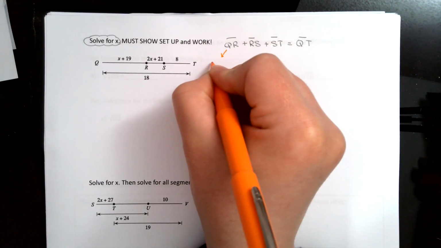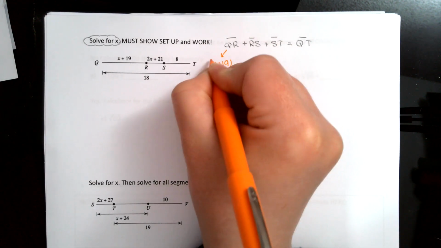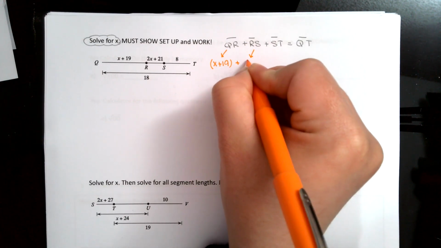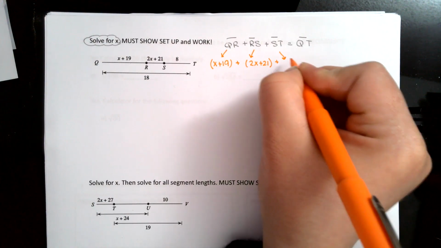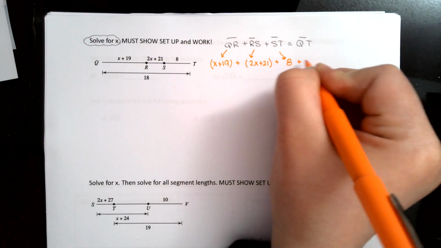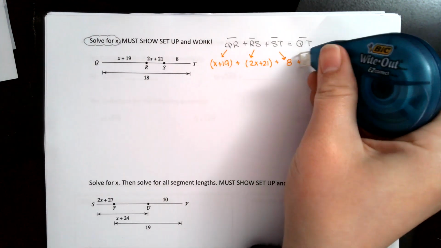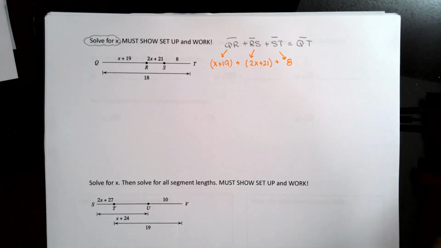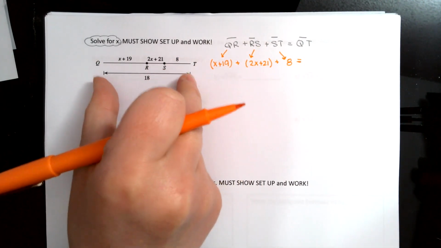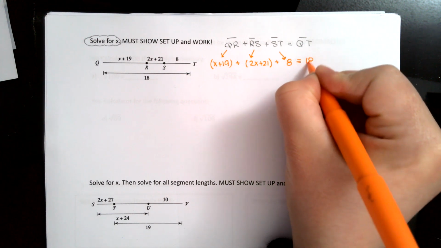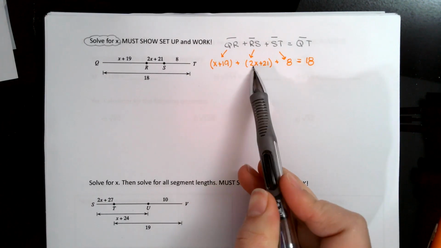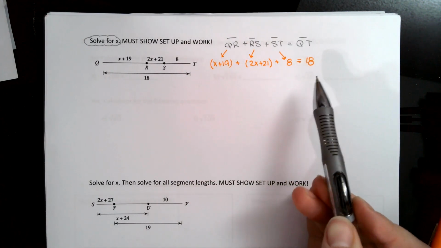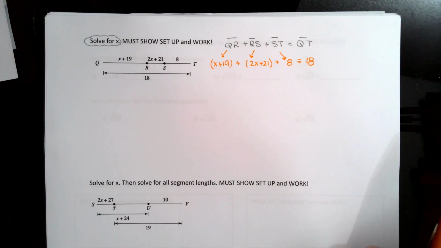So QR is x plus 19. RS is 2x plus 21. ST is 8. Oops, not a plus here, equals. And QT, bring it down, is 18. So we have to look and see, do we have just one unknown? And that unknown happens to be x. Everything else are just numbers. So that means, yes, this is enough for us to solve for x.